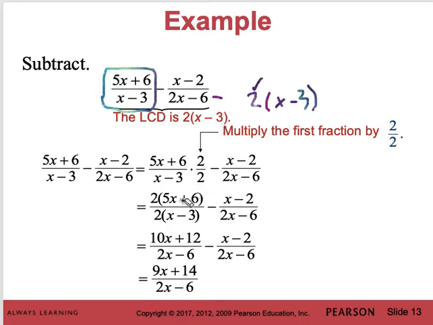And once we do that, we now have 10x plus 12 in the numerator, and x minus 2. We can subtract those. This will be 10 minus 1 is 9x, and 12 minus negative 2. Sorry, minus a negative. We have to remember that we're subtracting a negative 2, and so that would be why we end up with 12 plus 2, which is 14.